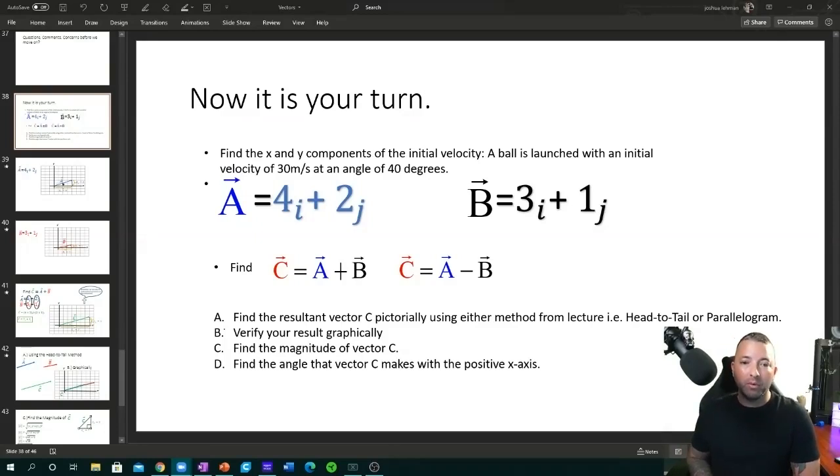And then we will find C pictorially using the head to tail method or the parallelogram method, whichever one works best for you. I prefer the head to tail method. I just think it's easier that way. But you do you. So then we will verify our results graphically, and then we will find the magnitude of vector C, and then we will find the angle that vector C makes with the positive x axis.